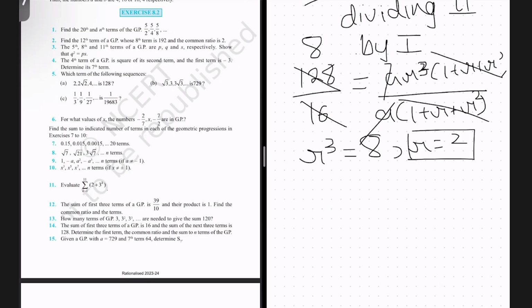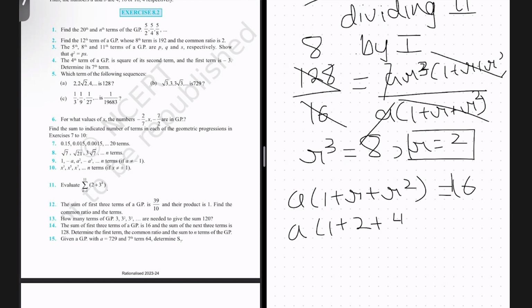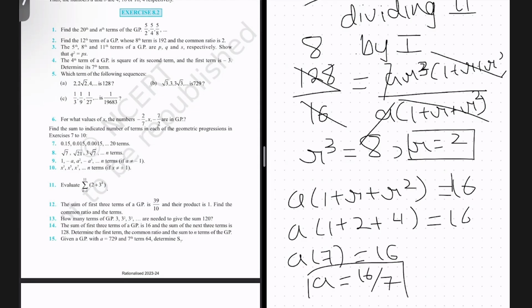So the sum of the first three terms is going to be A(1 + R + R²) equating to 16, and therefore the first term is A. 1 + 2 + 4 is equal to 7, right? So A times 7 is equal to 16. The first term of this GP is going to be 16 by 7, right?